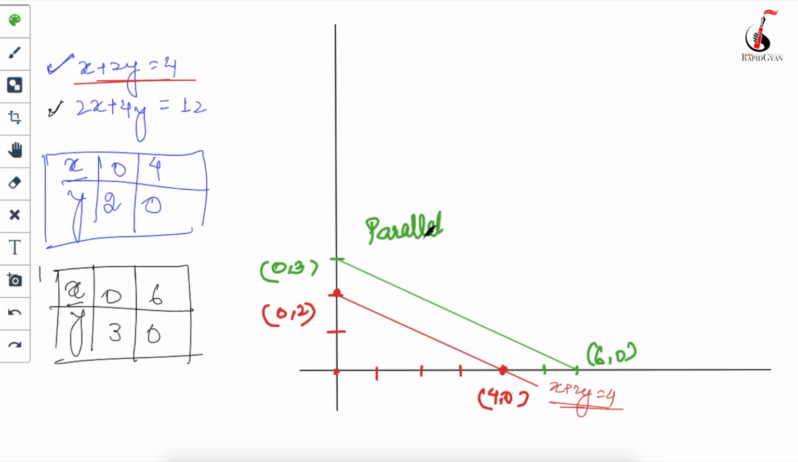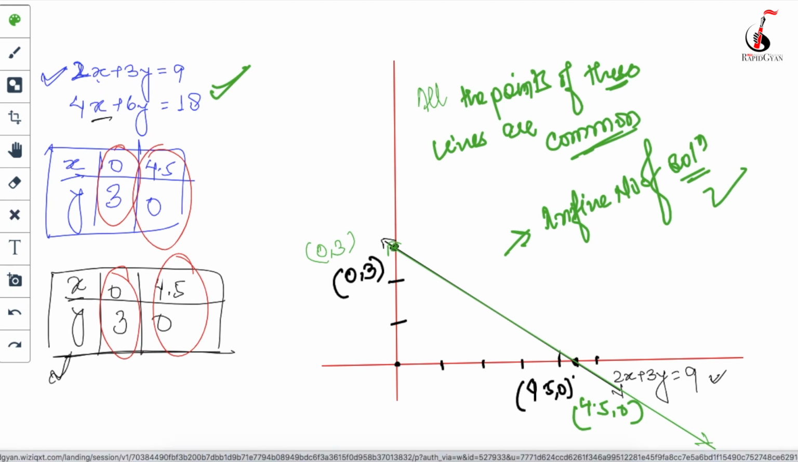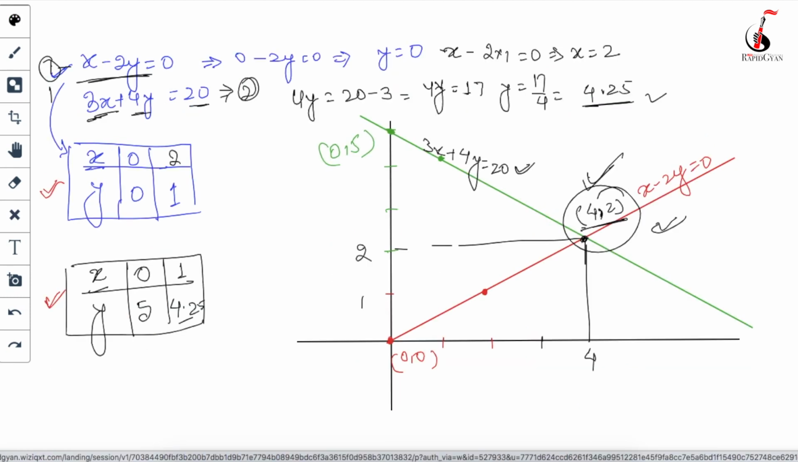So we know that parallel lines never intersect each other. Parallel lines never intersecting each other means there will be no common point, and if there is no common point, it means there is no solution. So guys, three cases, hope it's clear. Three cases we have studied: one is no solution, another is infinite number of solutions, and the third is only one solution.